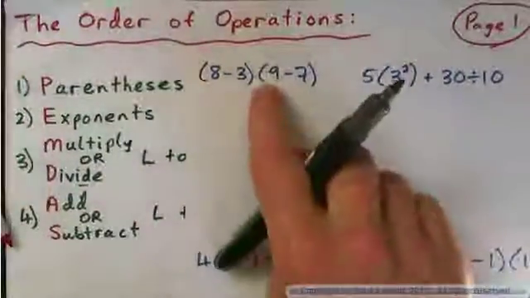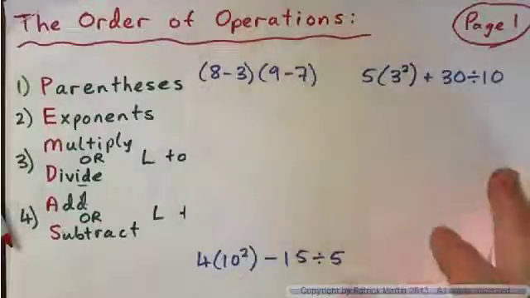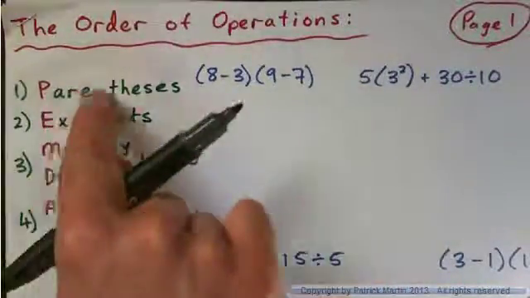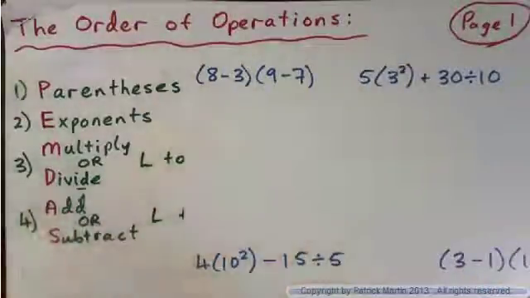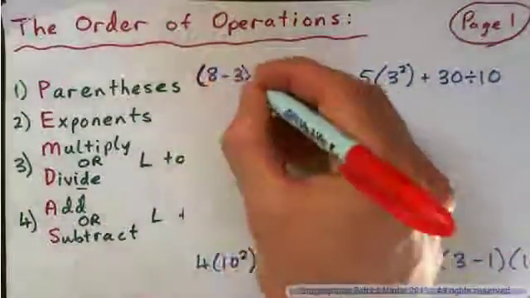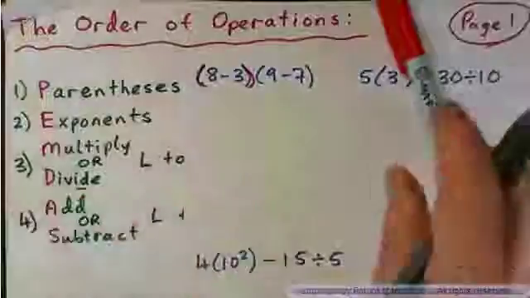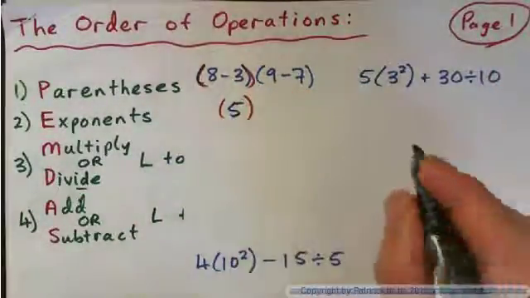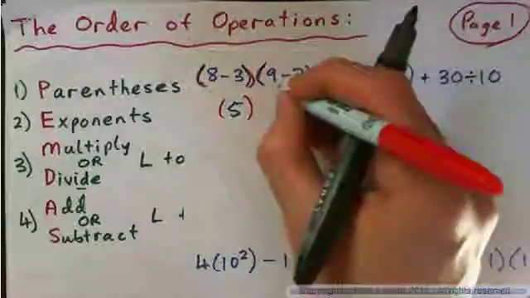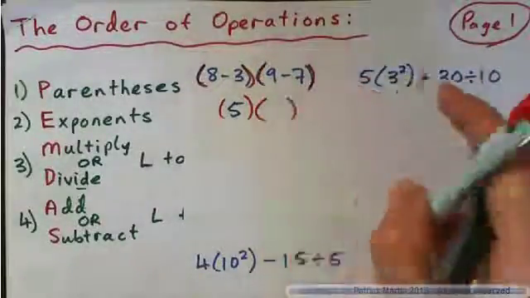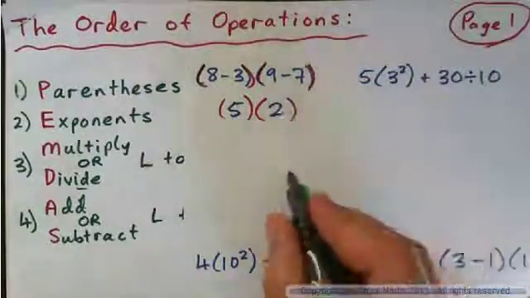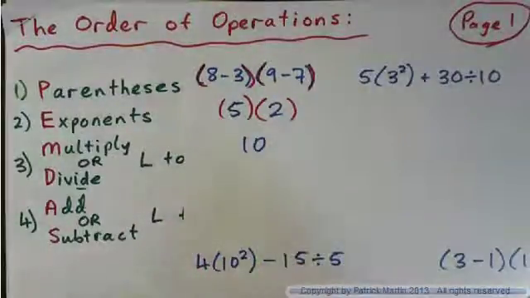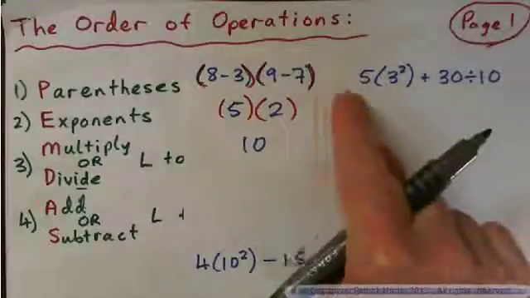I've got 8 minus 3 times 9 minus 7. Now, first thing I need to do is go from left to right and do all the parentheses. And if I go from left to right, I see these parentheses right away. So I do whatever's inside there. Now 8 minus 3 is 5, right? Then I see these parentheses. So I must do what's inside there. 9 minus 7 is 2. And then I multiply, 10. Okay with that?